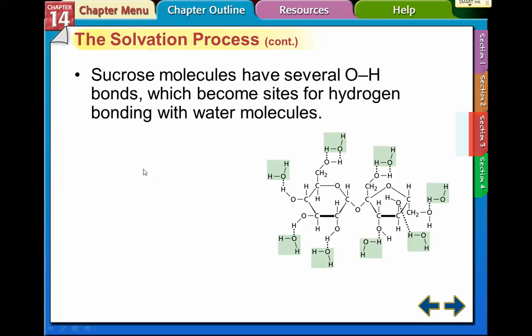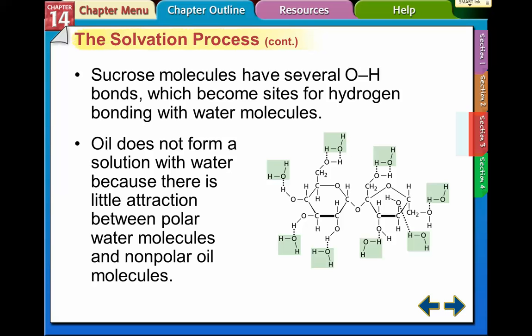Okay, sucrose also dissolves in water, but it does it a different way. Sucrose has all these bonding sites, these OH bonds here at the ends of the sucrose, which is relatively large compared to water. And so they form hydrogen bonds with water. The water completely surrounds these sugar molecules, forming hydrogen bonds with the oxygen and the hydrogen at the ends of the sucrose molecules.